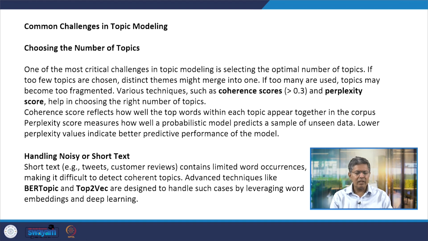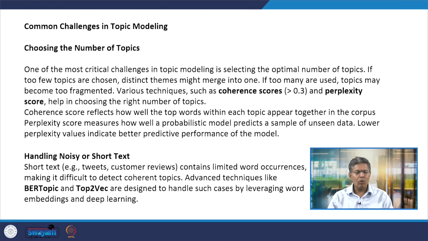So, various techniques such as coherence scores and perplexity score are used to select the right number of topics. If you remember, if you have done cluster analysis, it is something similar to the hierarchical cluster analysis, which helps you identify the number of clusters you should generate. Similarly here we are using coherence score; there we were maybe using the coefficient values; here we are talking about coherence scores and perplexity score, right.